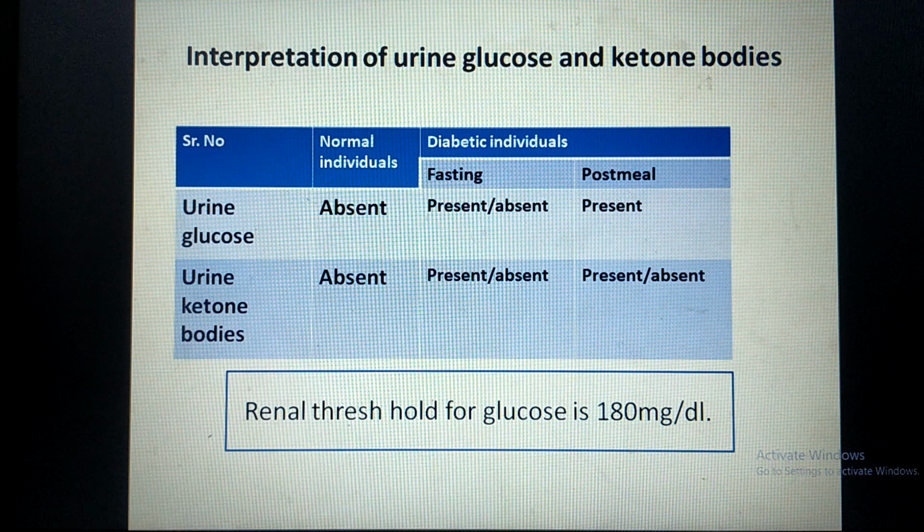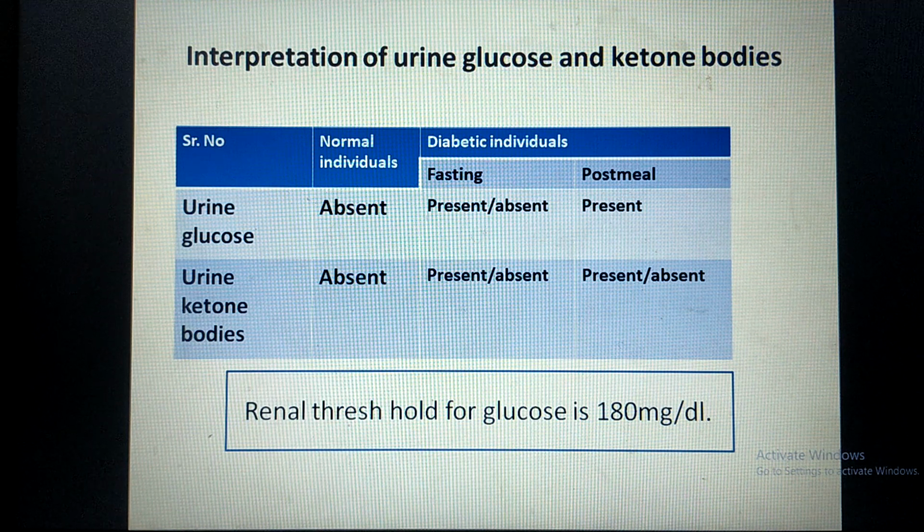Now come to ketone bodies. In normal individual, ketone bodies are absent. In diabetic individuals, the ketone bodies may or may not be present in fasting state or post meal state, depending upon the type of diabetes. In type 1 diabetes, it is more prone for ketosis. Therefore, often you find ketone bodies in the urine of type 1 diabetic persons.